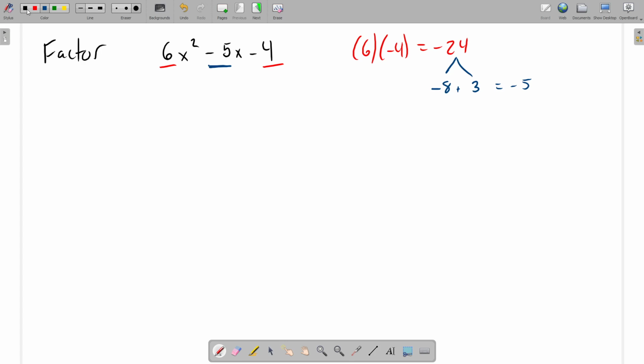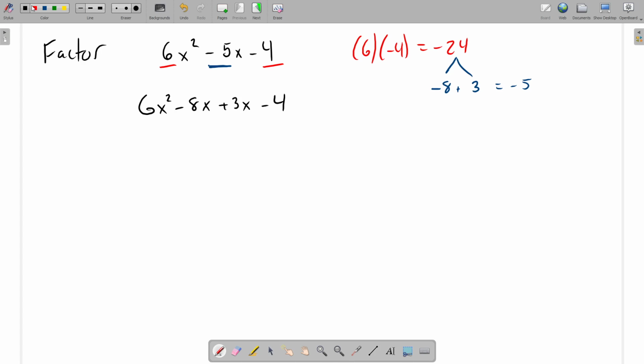What we're going to do with these two factors is rewrite this quadratic 6x squared, but instead of putting a negative 5x in the middle, we're going to use these two factors that we identified, the negative 8 and the 3. So instead of the negative 5x, we'll put negative 8x plus 3x, and it doesn't matter what order we put these two in, it'll work the same, and then the negative 4.